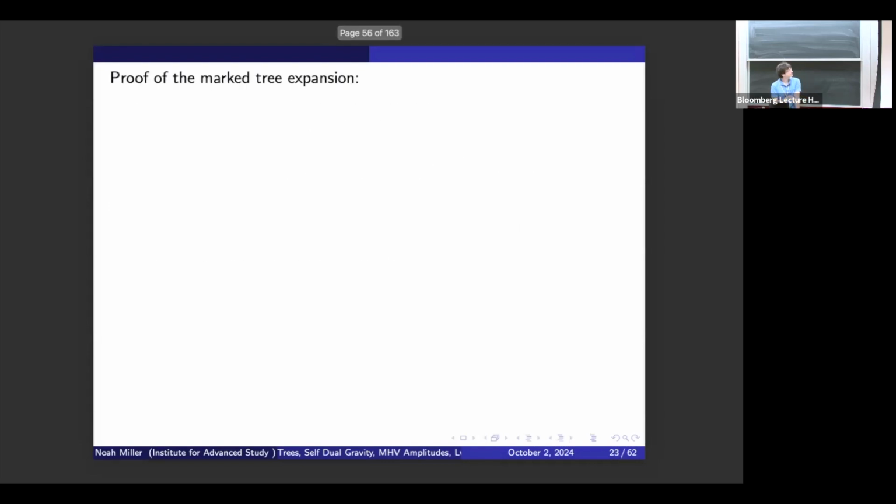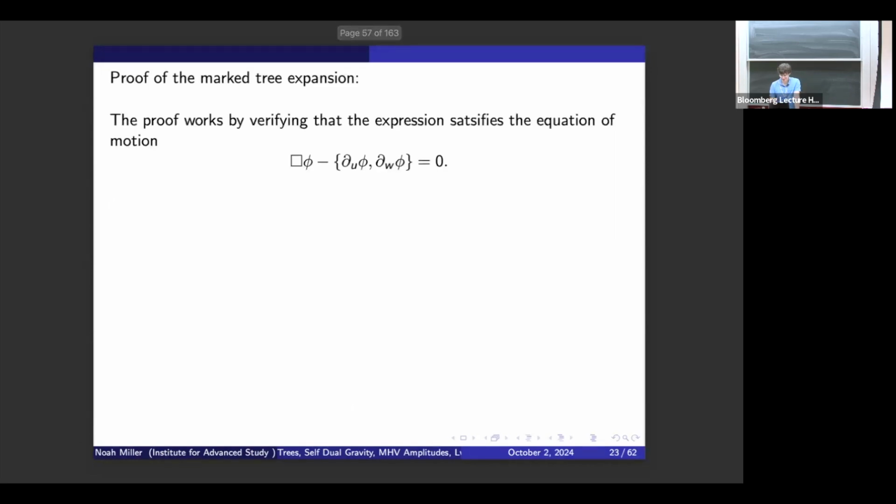okay, well, here, let me prove the tree expansion using a different sort of idea. You're not really supposed to give proofs in talks, but I'll just give the proof and go through it, and then this will be done. Here's the proof of the tree expansion. The proof works by taking the Perturbiner expansion and showing it satisfies this equation of motion.